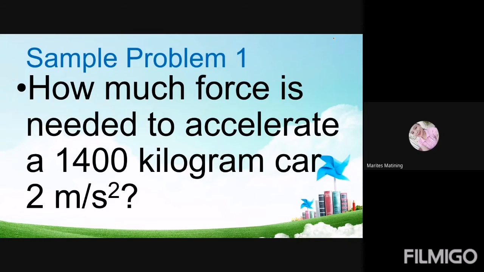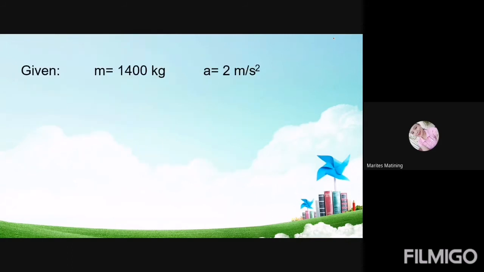Okay. So from that sample problem, the given are, okay, mass. So M, that is mass. The given mass is 1,400 kilogram. How did you know, ma'am, that it is mass? We can see that right away in their unit. If the unit is kilogram, automatically, that is mass. If the unit is meter per second squared, automatically that is for acceleration. And if it is force, its unit is Newton.